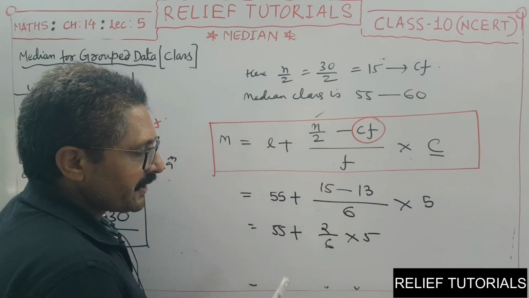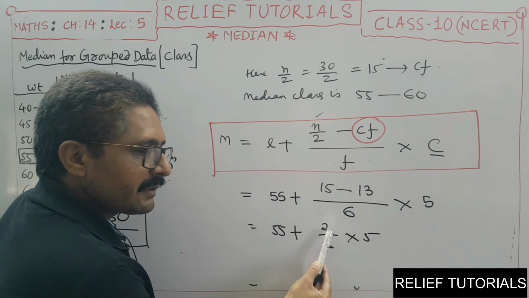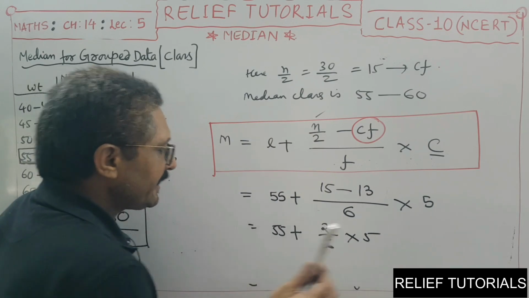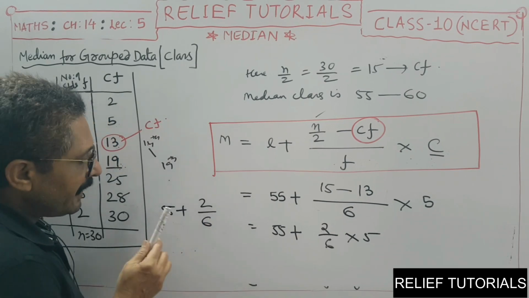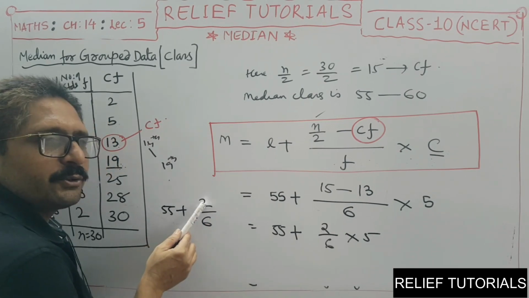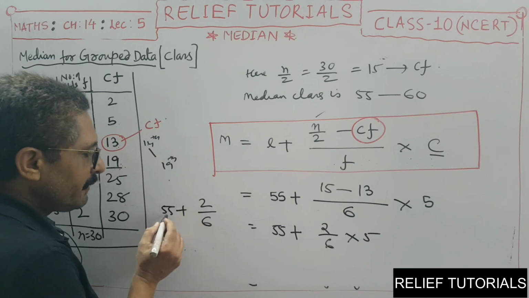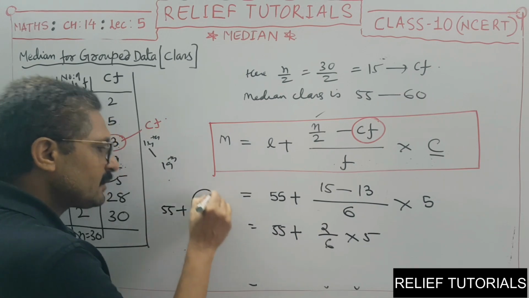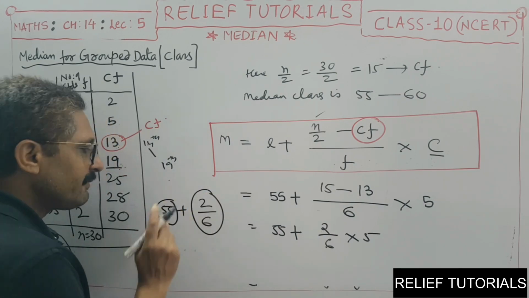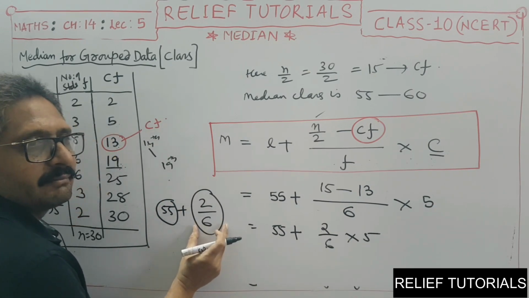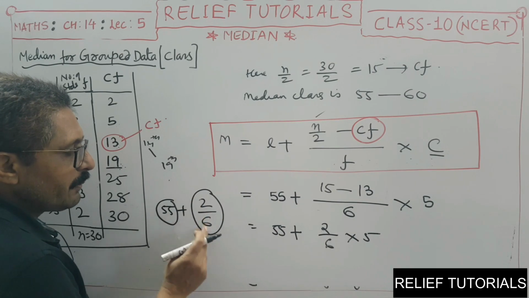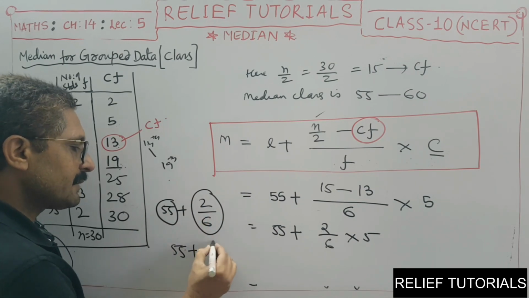Please don't add 55 plus 2. मैंने देखा है बहुत सारे बच्चे क्या करते हैं, 55 और 2 को ऐड करके 6 से डिवाइड करते हैं. देखिए यहाँ 55 plus 2/6. We are not adding 55 to this numerator 2. 55 plus 2/6, this is one term, this is the second term. We are adding these two terms. So first we will solve this term. So 2/6, we will get 55 plus 1/3.